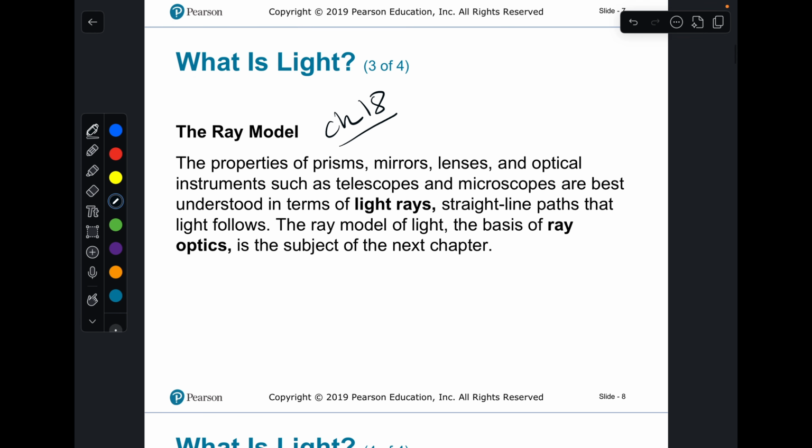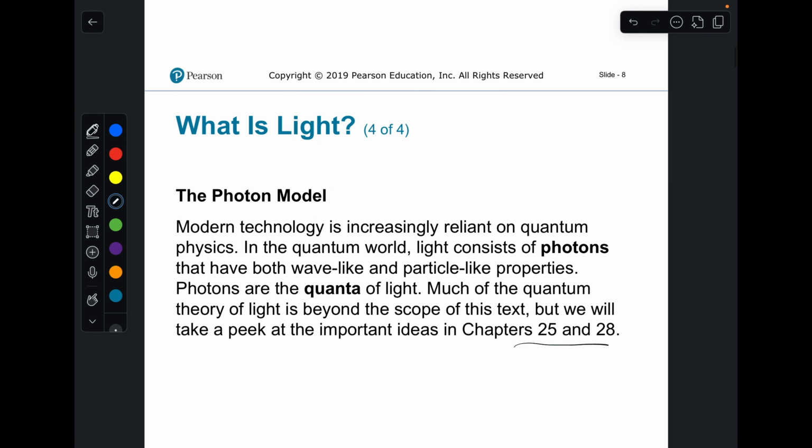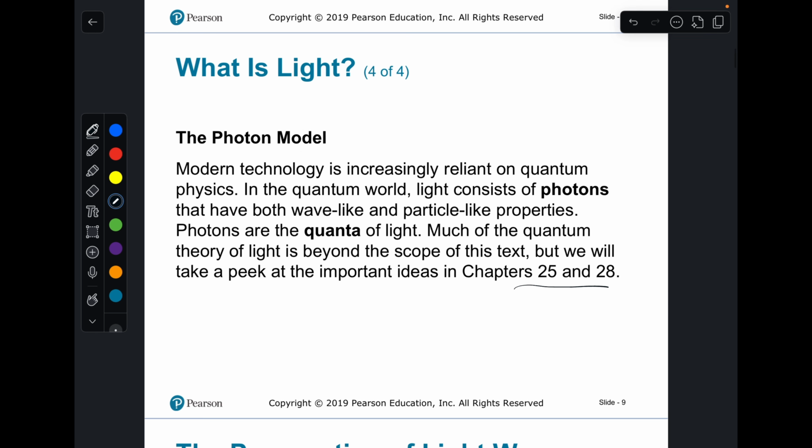The ray model allows us to figure out how images are formed when we look at an object in a mirror or through a lens. And finally, the photon model, which we'll get to at the end of the course when we start talking about modern physics like quantum mechanics. We can treat light as a particle and a wave.